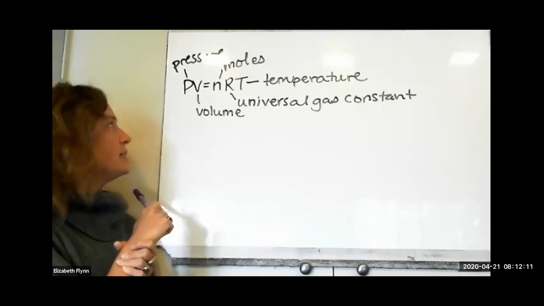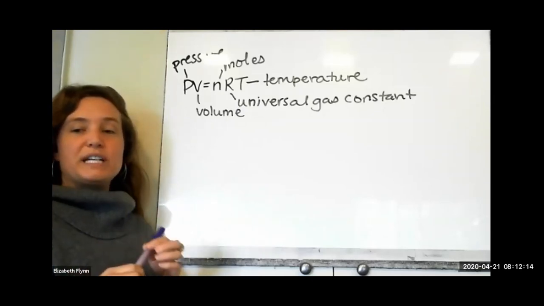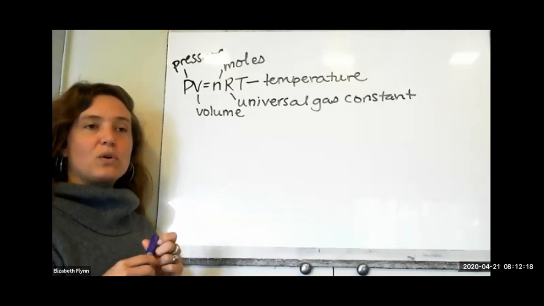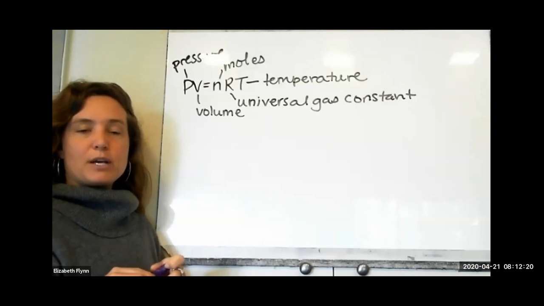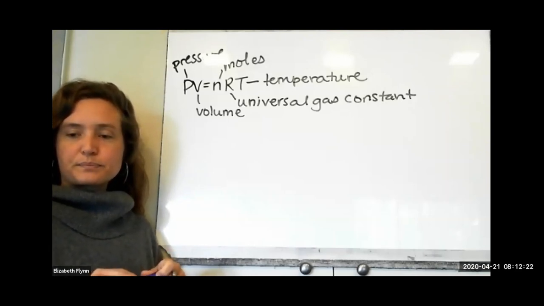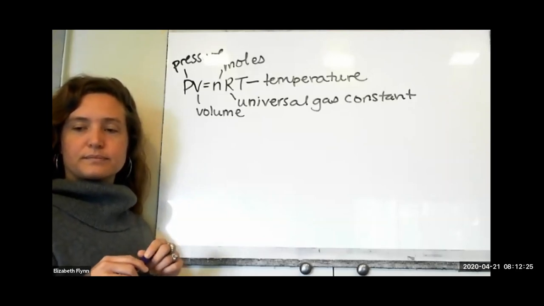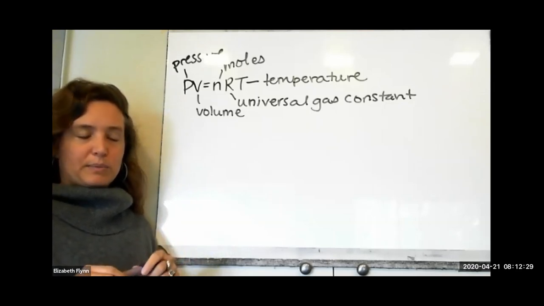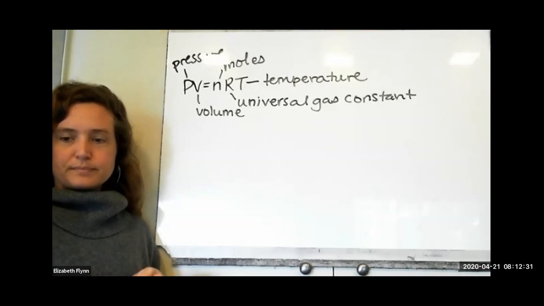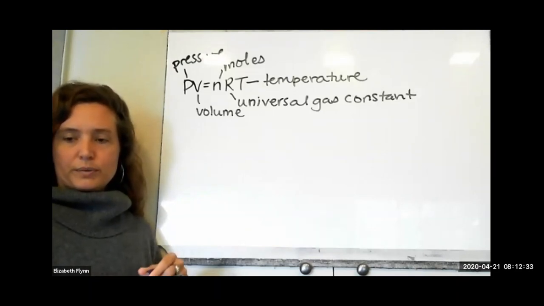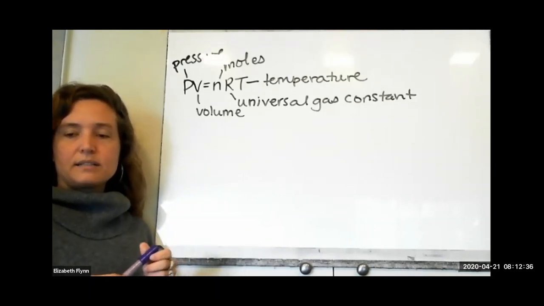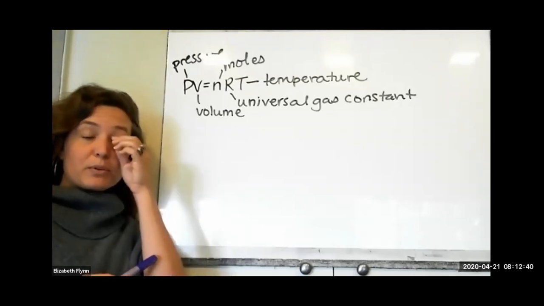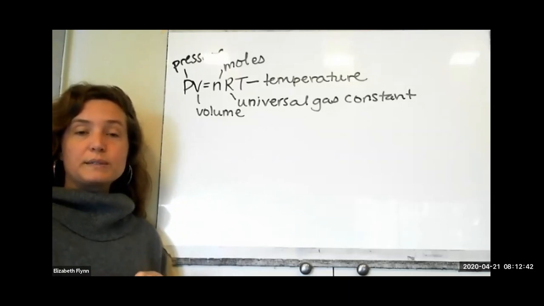So PV equals nRT. What are we going to be measuring today? What variables did you write out in your data tables that we're going to be measuring today? What variables will we be measuring today? Volume, mass, pressure, and temperature, right? Are we going to be measuring the number of moles? How are we going to get the number of moles?